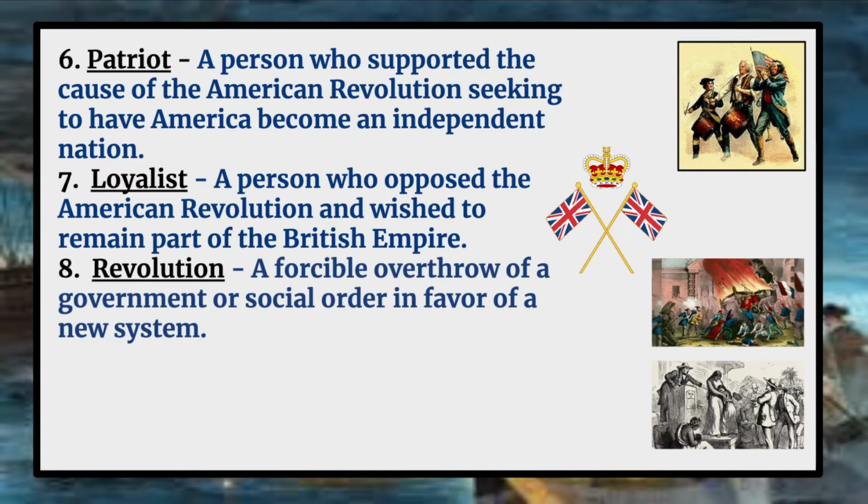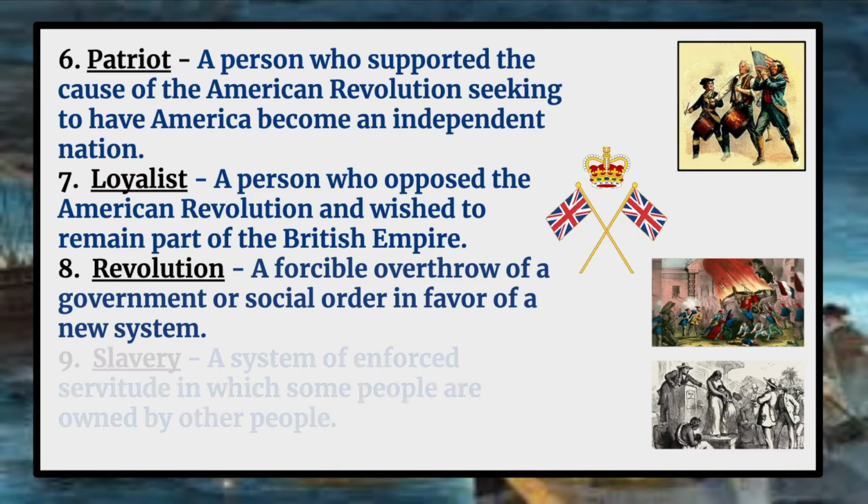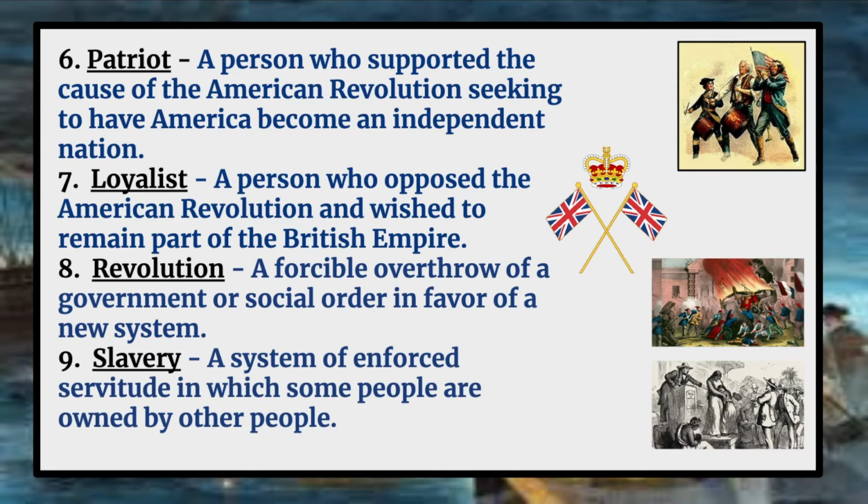We have the American Revolution, and a revolution is a forcible overthrow of a government or social order in favor of a new system. And finally, we have slavery, a system of enforced servitude in which some people are owned by other people. Those are your first 9 vocabulary words. You should get to know them well.